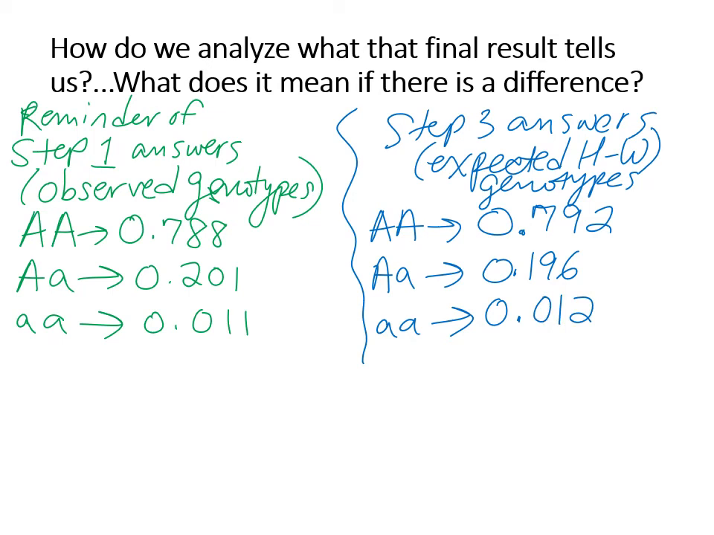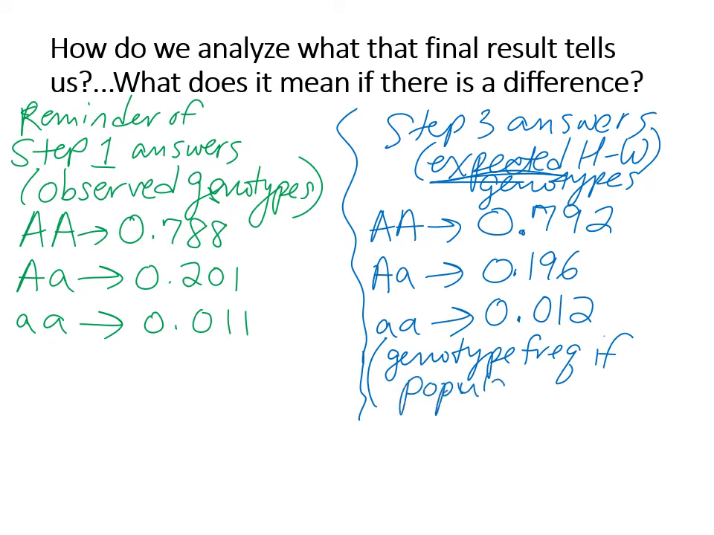So what those tell us here, these expected values, these are the genotype frequencies if a population is in equilibrium, if it's ideal, because that's what Hardy-Weinberg says. Hardy-Weinberg is for equilibrium. So what's the last step of all of this? How do we know if this population is in equilibrium?